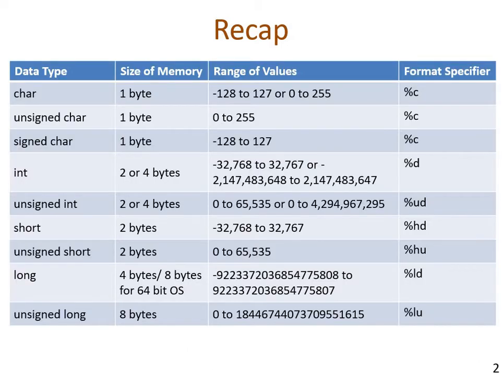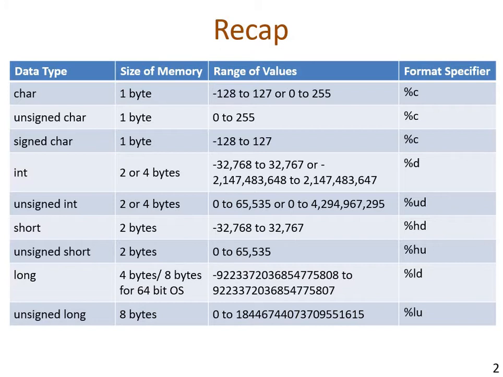And here we can see, not the complete list, but the character and integer types along with long, covering the size of memory, range of values, and the format specifiers that you can use. For character type, unsigned character and signed character occupy 1 byte, and the range of values is minus 128 to 127 or 0 to 255. That's the same for signed. And when it comes to format specifier, it is percentage c.